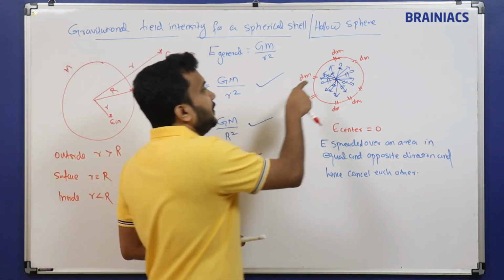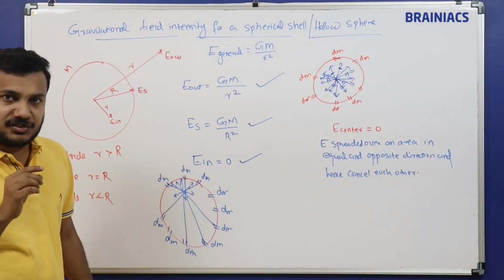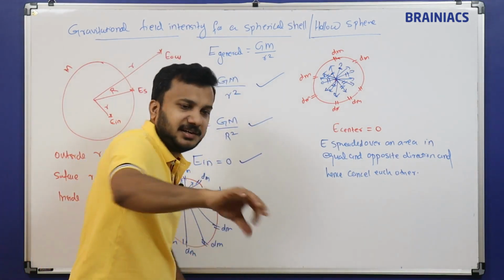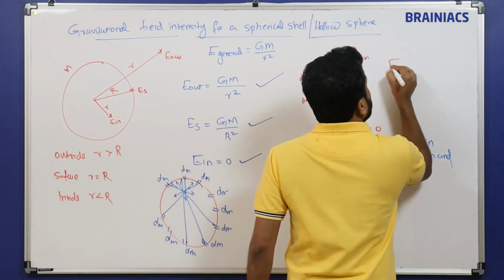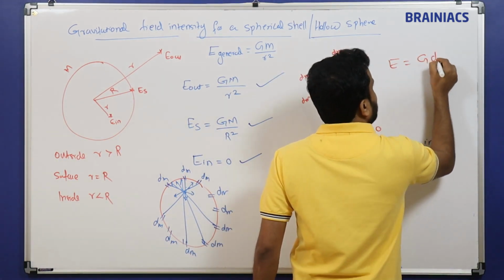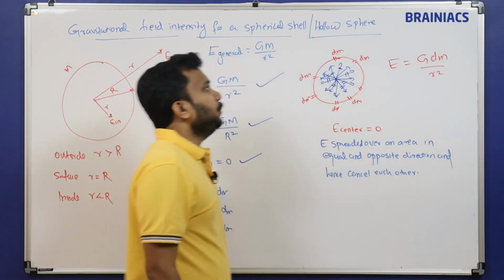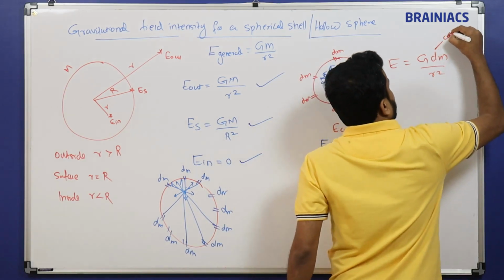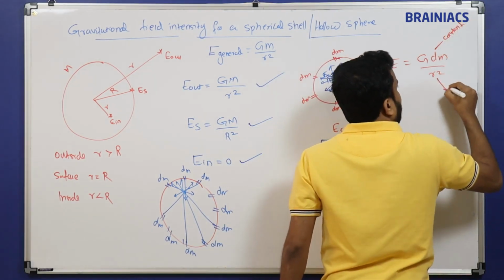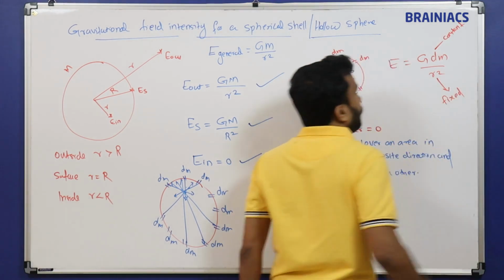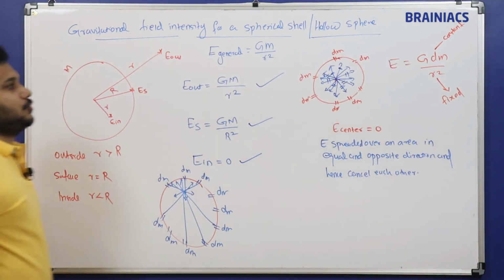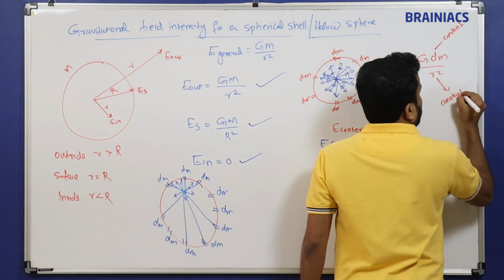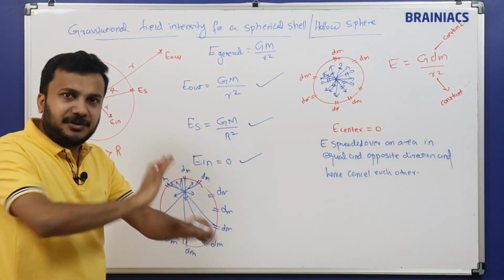Why? Because if you take the distance from the center to any point, the distance will be the same, radius, radius, radius, because the general equation is E equals G m dm by r square. Your dm is constant, fixed, and r is also fixed or constant. So in both cases it is constant, which means everywhere E will be the same.